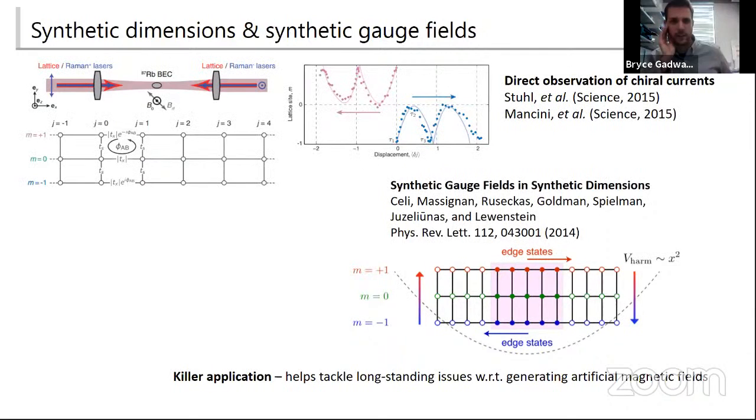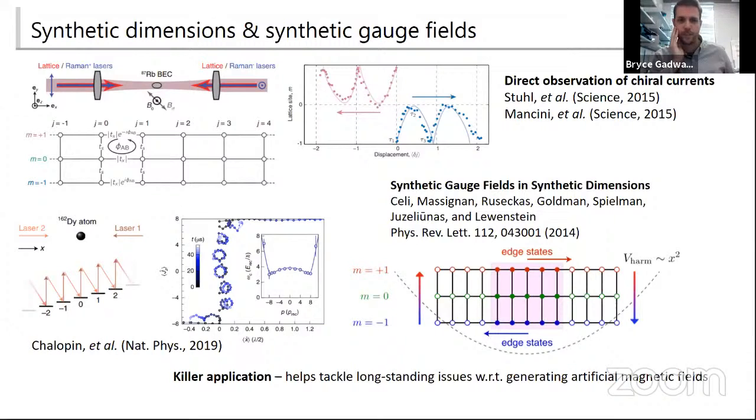So yeah, this was a great proposal, and because of this, Ian and also the group of Leonardo Fallani took this up within a short time and directly imaged skipping orbitals and chiral motion in these three-leg ladders, these kinds of systems. And so it benefited both from the robust gauge fields that one could generate, and also sort of for free, direct site-resolved imaging along this spin direction, just by performing Stern-Gerlach separation.